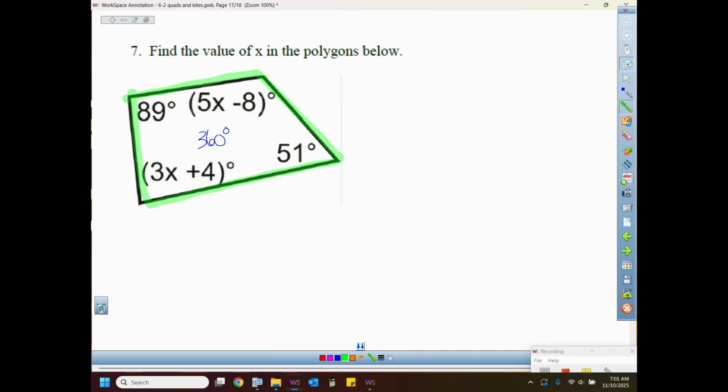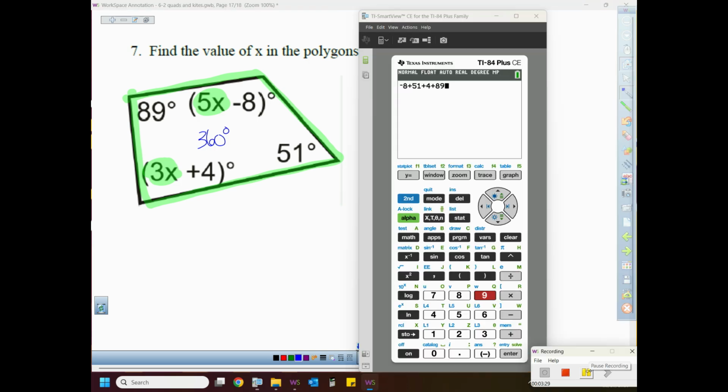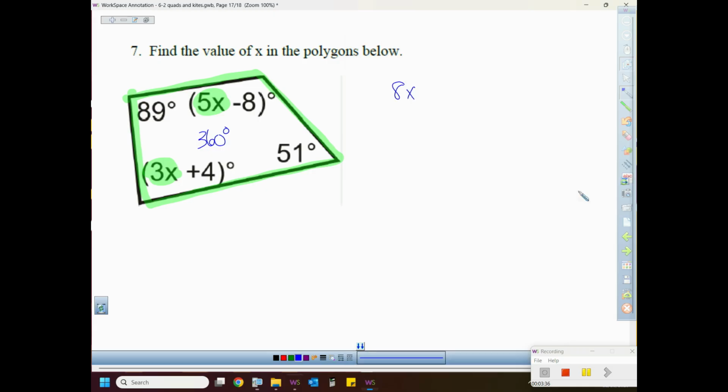So we'll add our x's together. Here's 5x and 3x. That's a total of 8x. And then we'll add up all our constants. So negative 8 plus 51 plus 4 plus 89. We add those all up, and that's 136. That should all add up to be 360. So if I take 360 and subtract away the 136, I get 224. So 8x comes down, and I'm left with 224. And then we divide that by 8, and I got x to be 28.